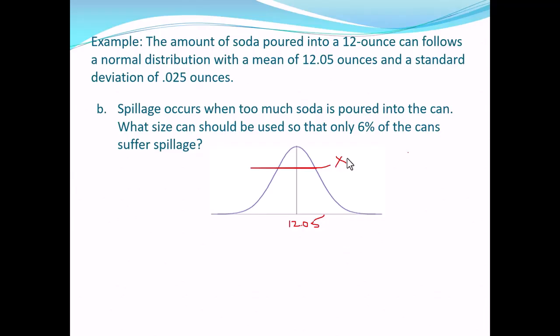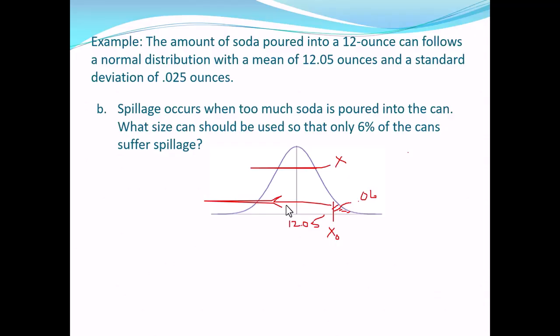So you can think about it two ways. 6% of the cans get too much soda, 94% can hold the soda. So 6% are problems. Those are going to be out here where you get too much soda poured into the can. 94% are on this side. So you need to split, and then you got to figure out, is it a left or right? This is a tough problem because it's not as obvious.